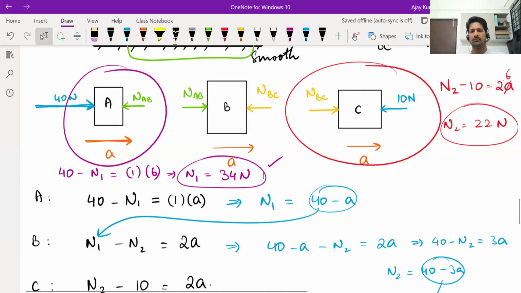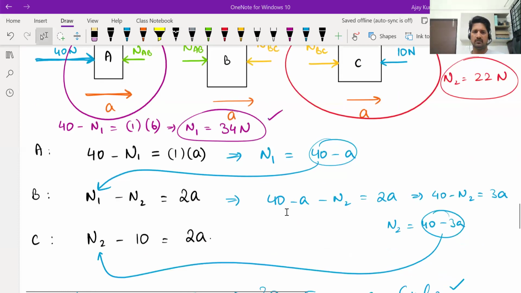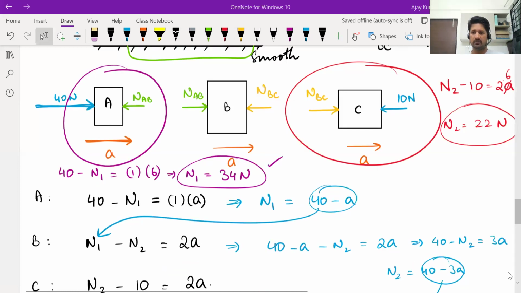Is the solution clear to all of you? If you have any doubts, you can ask. Or if you have written any equations and you want to know why that equation is wrong, also you can ask.